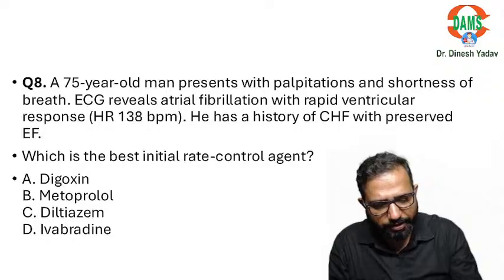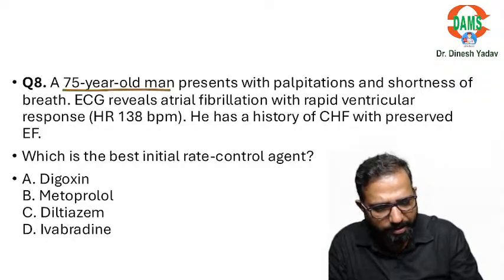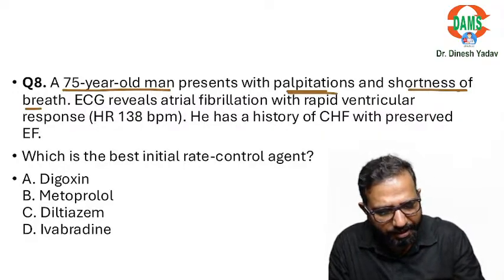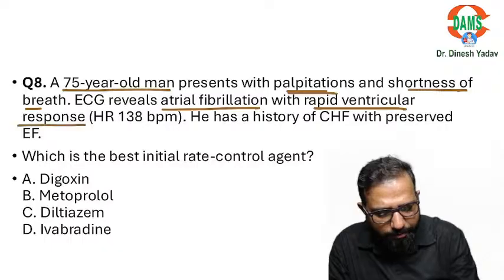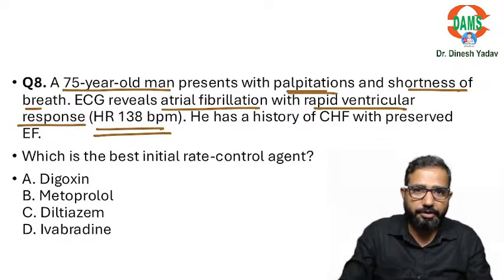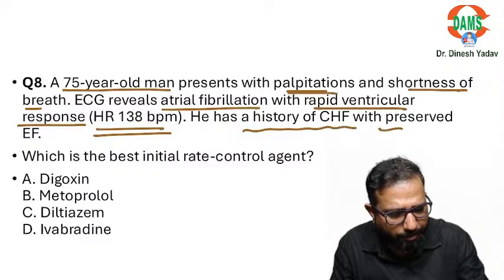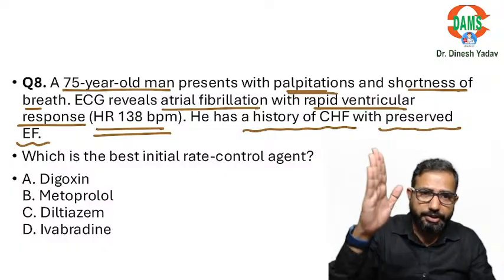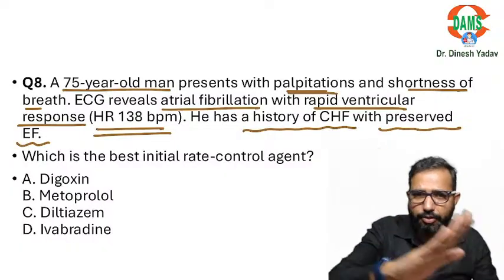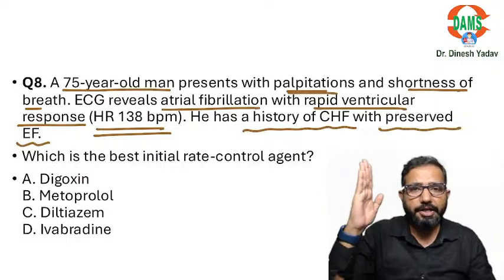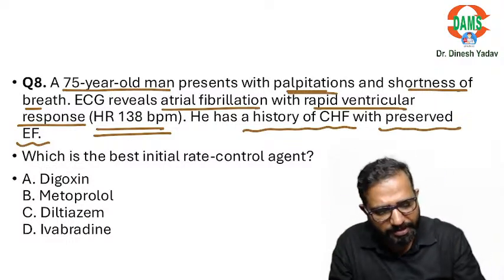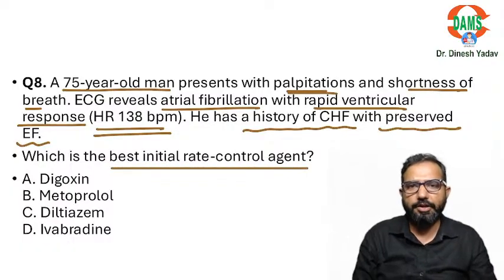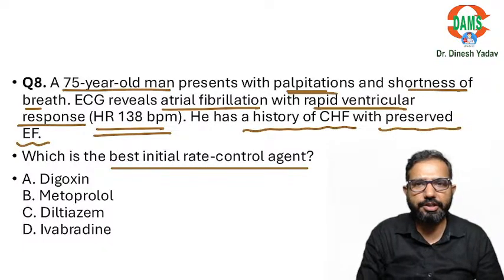Okay, next question. A 75-year-old man presents with palpitation and shortness of breath. ECG shows atrial fibrillation with rapid ventricular response. The heart rate is 138 beats per minute. He has a history of CHF with preserved ejection fraction. EF is preserved, not reduced. History of CHF is there, but reduced ejection fraction is not there. EF is maintained. Heart rate is high. Atrial fibrillation. What is the best initial rate control agent in this patient?